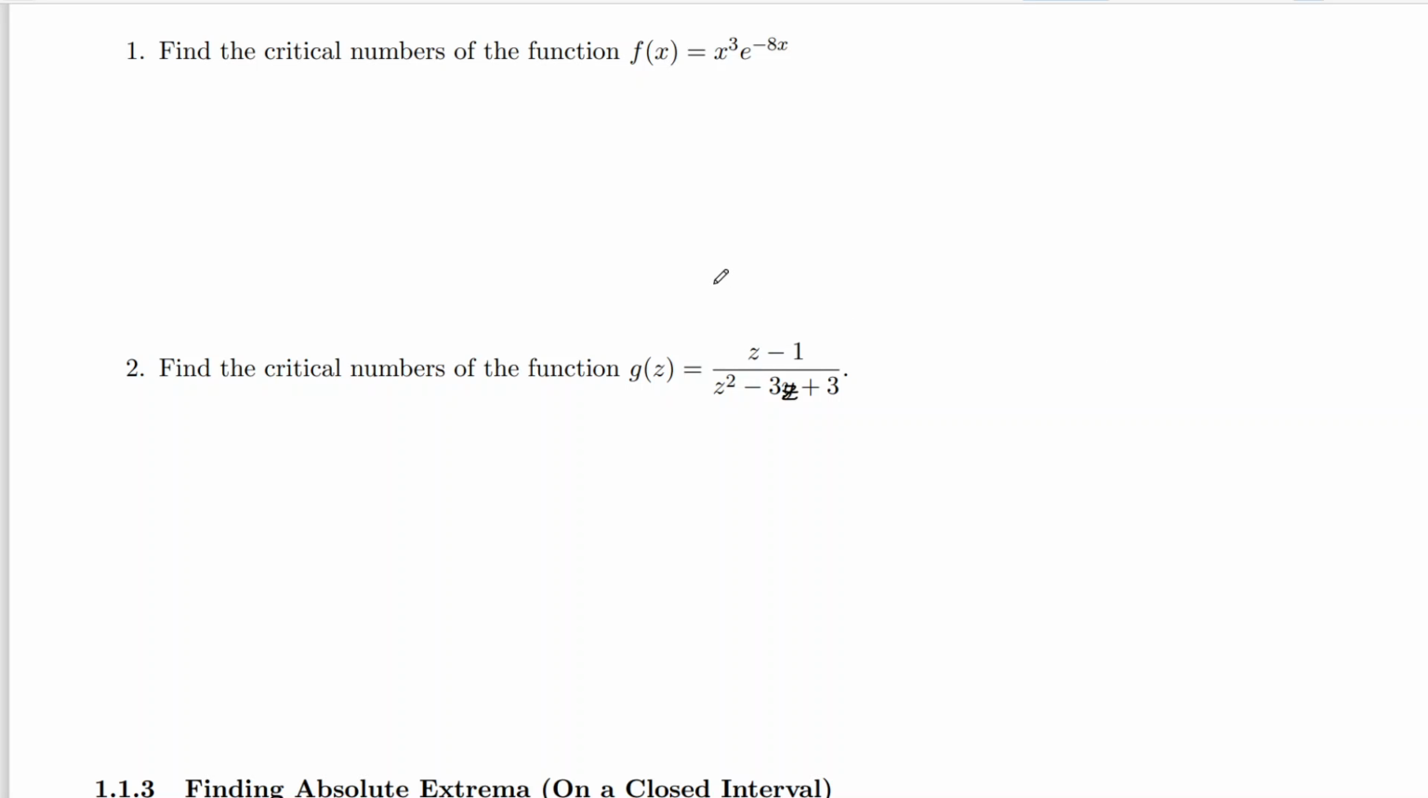Welcome back, everyone. In this video, I will be continuing the section on max and min values. In the previous video, at the end, we defined what critical numbers are. And critical numbers are the numbers where our derivative equals 0 or does not exist. So what we're going to go ahead and do is compute the critical numbers of a couple functions here.